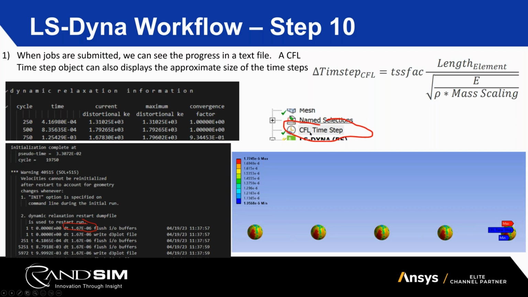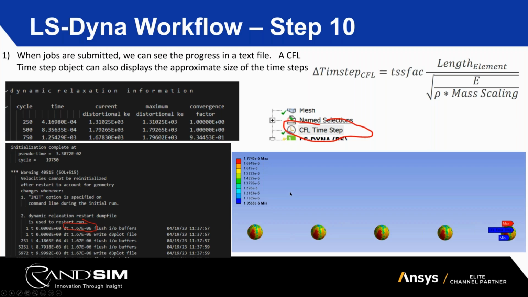You can actually look at what that would be by inserting a CFL time step in your preprocessor, right? This object right here lets you see the smallest time step in your model, and that gets scaled down by 0.9 by this TSSFAC factor. That is why this number right here, 1.67e-6, is a little bit smaller than this number. But the idea is that this is what you will see when you solve the model: a text file that looks like this that you can observe. Remember, for the most part, it's explicit. You can also run implicit analysis, which gives you a different text file that we're not going to talk about in this webinar per se.